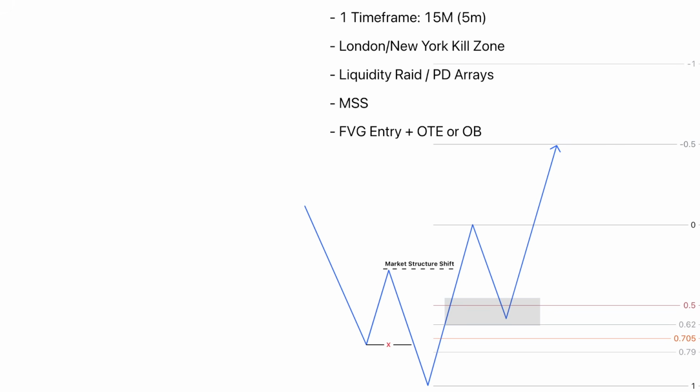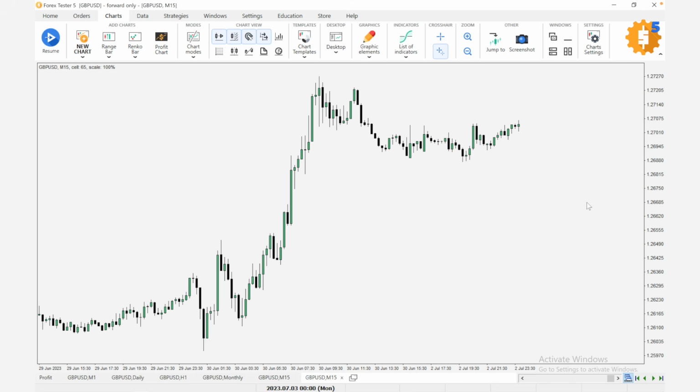Once I have the confirmation, I will place a trade with stop loss below the low and just target 1:2. Let's get started and let's look at the very recent data, just last month, July. Let's backtest. Alright, first things first, I'm just going to switch on my period separator so that I will know when is the New York Open.